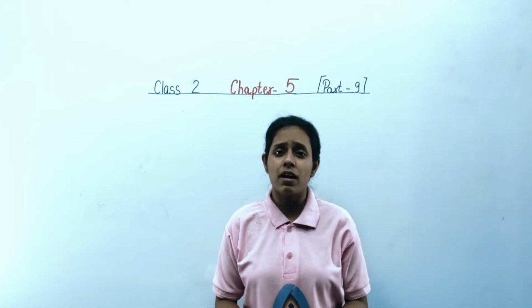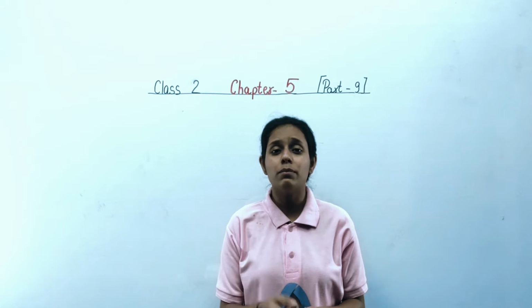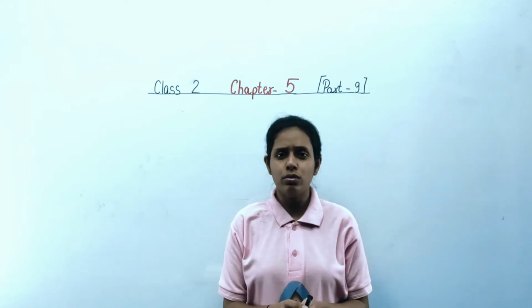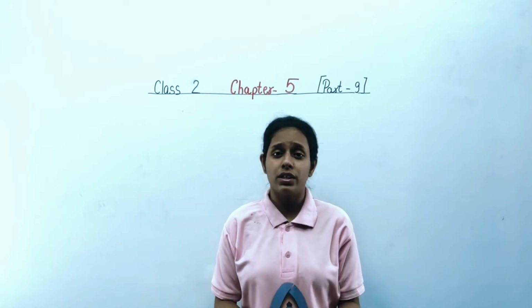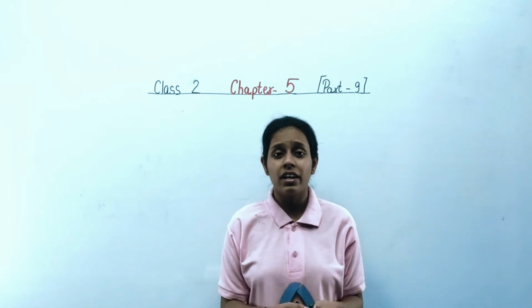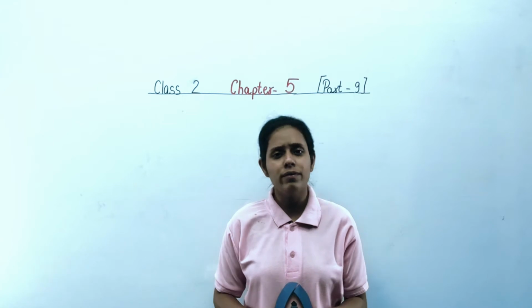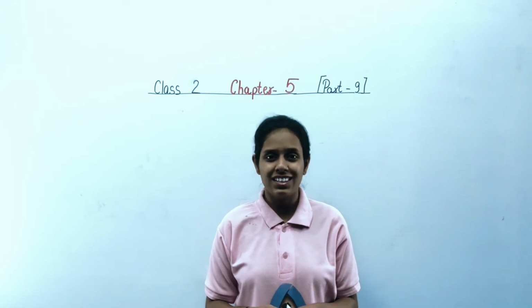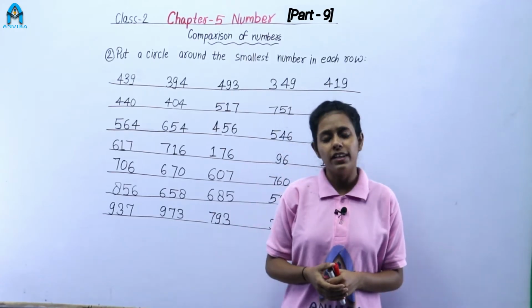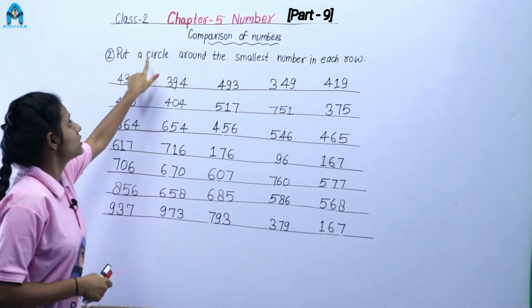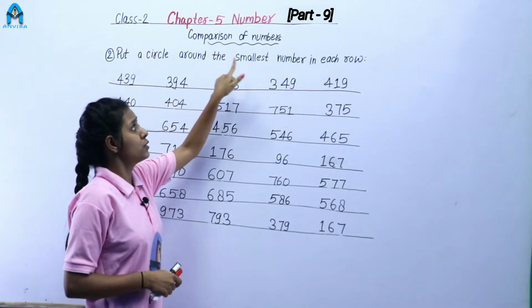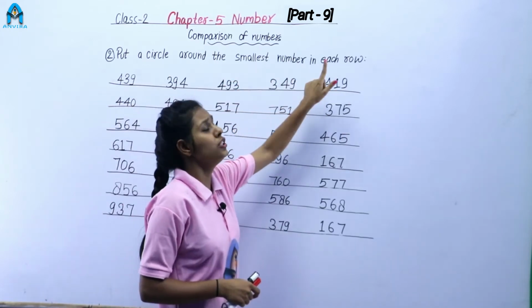In our previous part we learned about comparing numbers and did some exercises. In this part we are also doing exercises related to comparison of numbers. Let's start. Now, let's go to question number 2. Put a circle around the smallest number in each row.